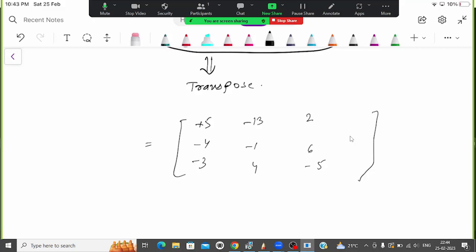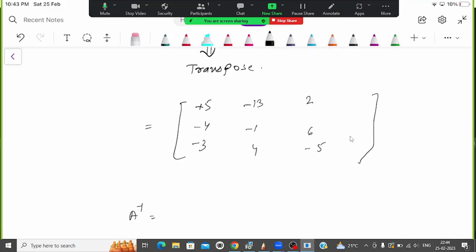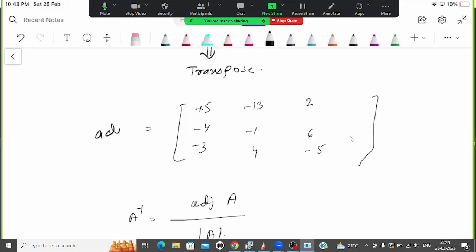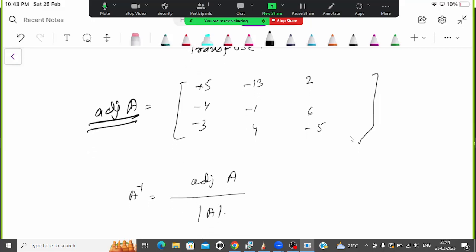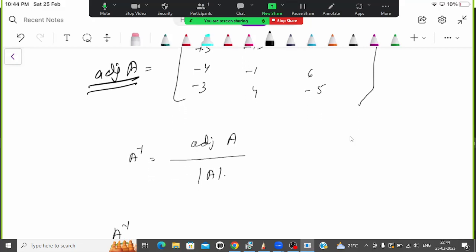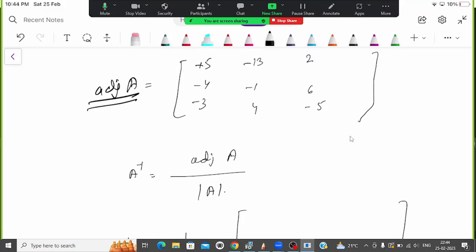Now you just multiply. So what is the formula of A inverse? The formula of A inverse is adjoint of A divided by det of A. After transposing you got the adjoint of A. You just multiply with 1 by the determinant and you will get the A inverse. Det of A we got as minus 19. We already got the determinant of A, and just write the adjoint of A. So this is the A inverse.